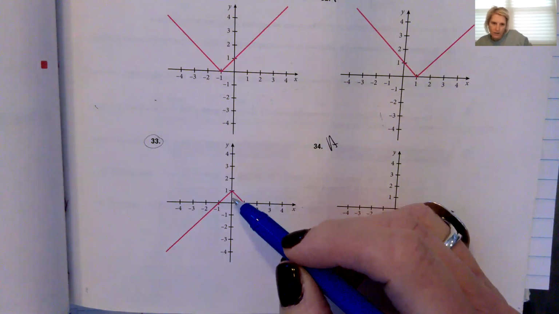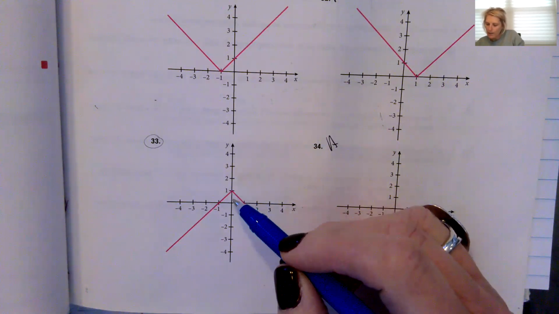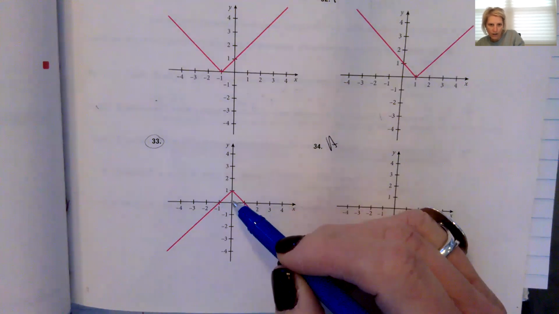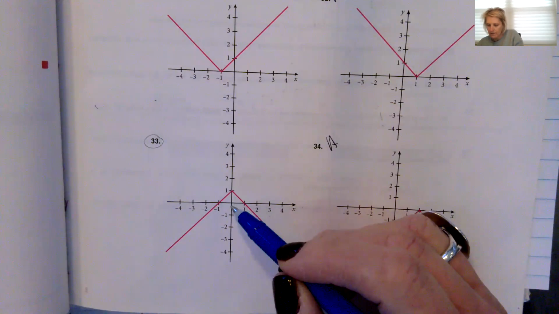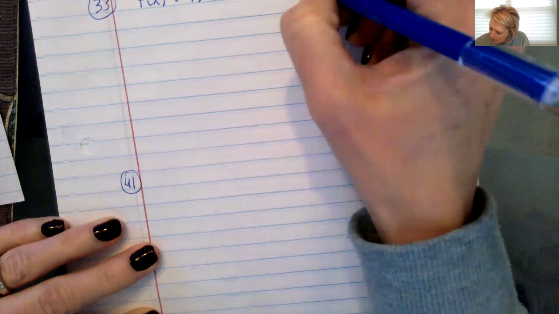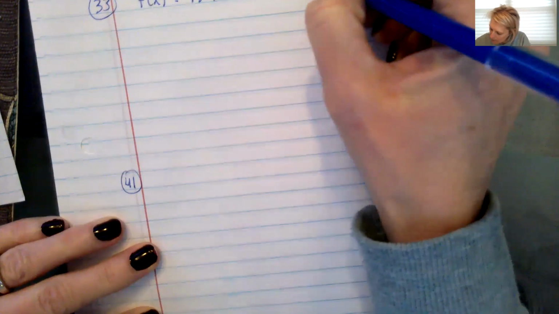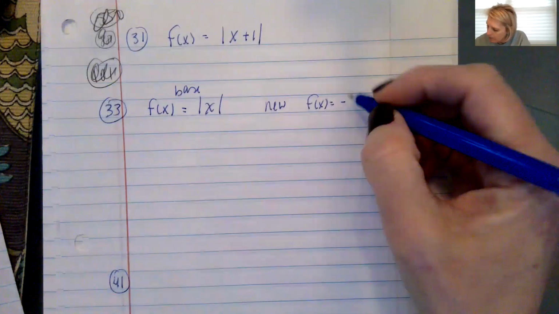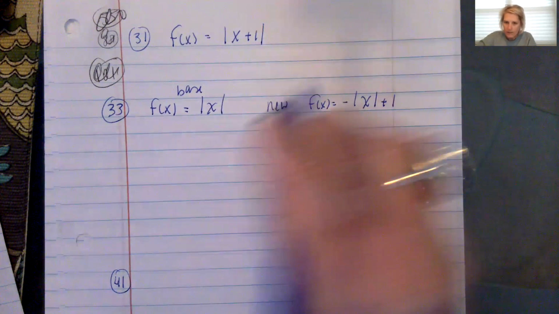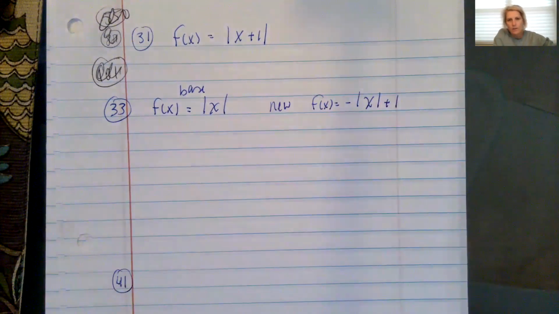So it would be negative on the outside and then a +1 on the outside. So let's just see if we can, so the new one is f of x, negative absolute value of x, and then a +1. Let's type that into Desmos and see if we did it correctly.